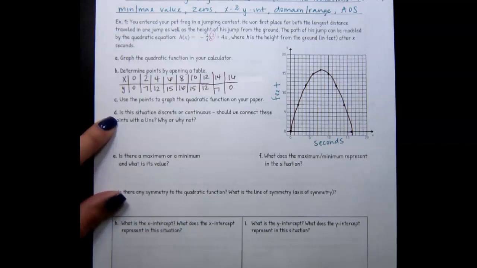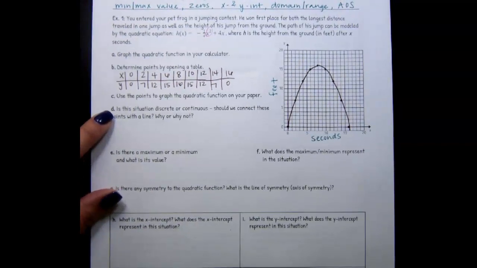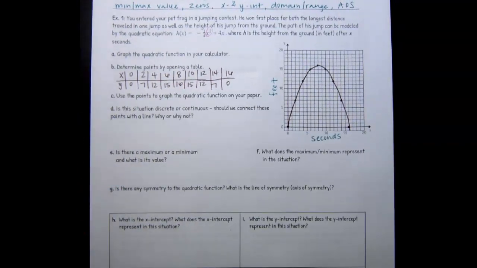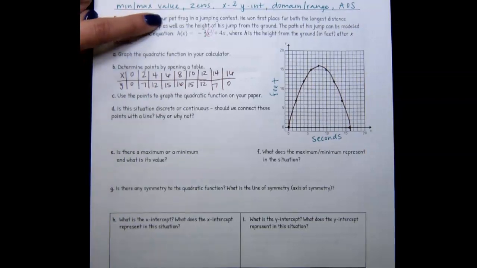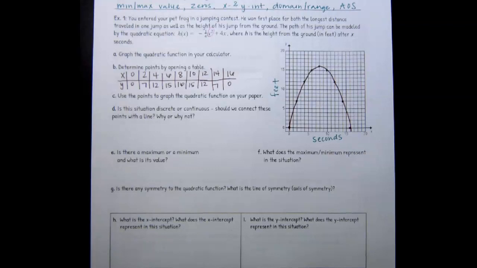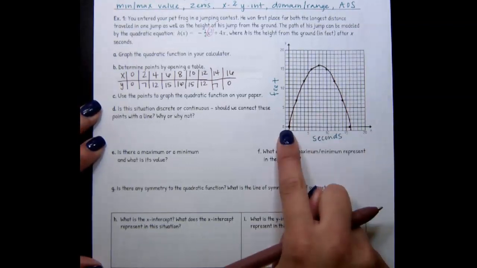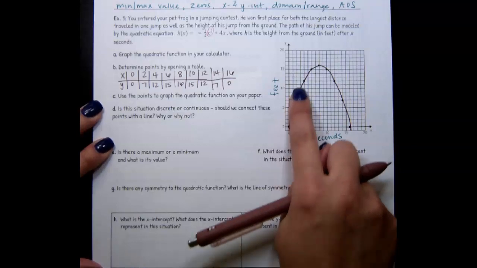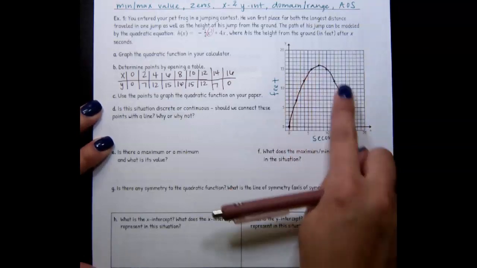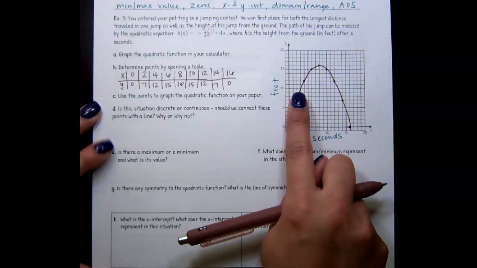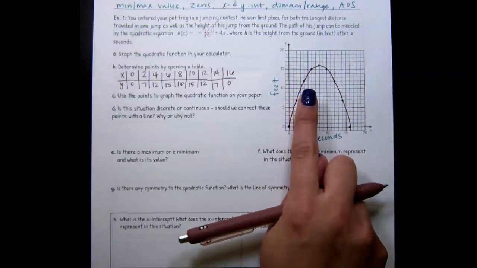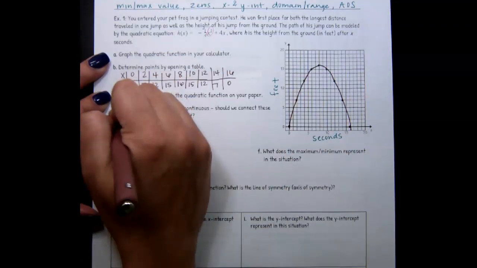So now we're at D. Is this situation discrete or continuous? Should we connect these points with a line? Well, Miss Flores got a little ahead. Yes, it is continuous. We connect those points because the frog doesn't stop moving until it touches the ground when it lands. So this is where the frog starts. It jumps, it reaches that highest point, and then it lands back. It doesn't stop and suspend in the middle of the air. So I got a little ahead of myself, but this is continuous.